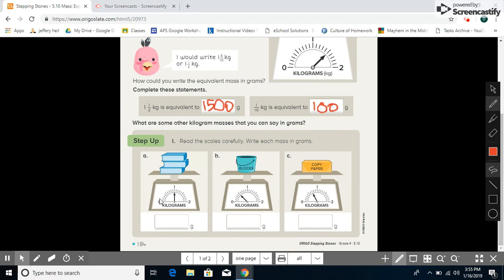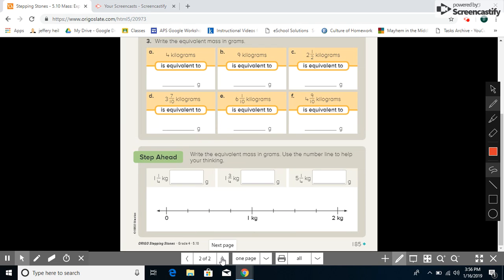Down here, we're going to be reading the scales. It's giving it to you in kilograms, but we want it in grams. This line represents half of a kilogram, so half of a kilogram is 500. And remember, each one of these lines is 1/10. So we have 7/10 here, and 1/10 is 100 grams. How many grams would 7/10 be? That's going to be your answer there. This one is pointing directly at 1 kilogram. So 1 kilogram, you should know how many grams that is.